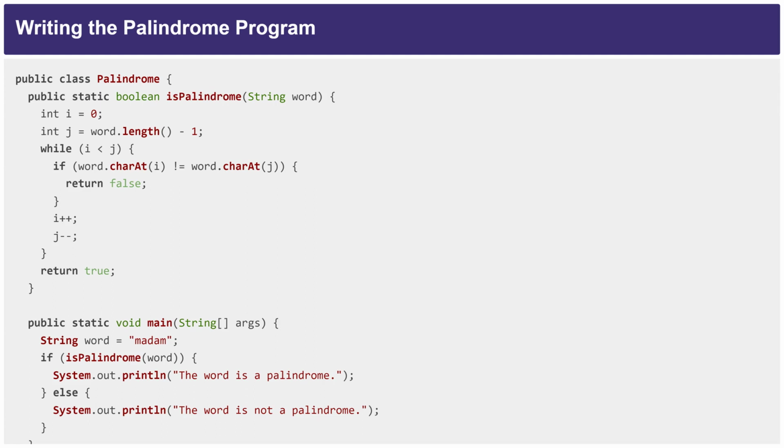two pointers. If at any point the characters don't match, the method returns false. If all characters match, the method returns true. The main method then prints, the word is a palindrome, if isPalindrome returns true. Otherwise it prints, the word is not a palindrome.